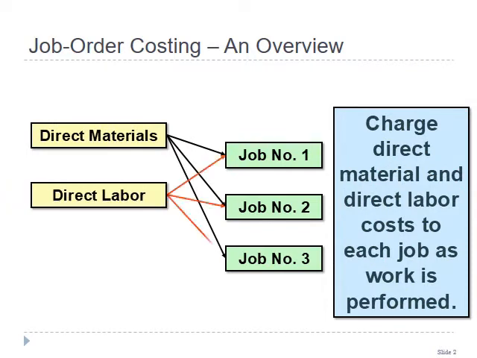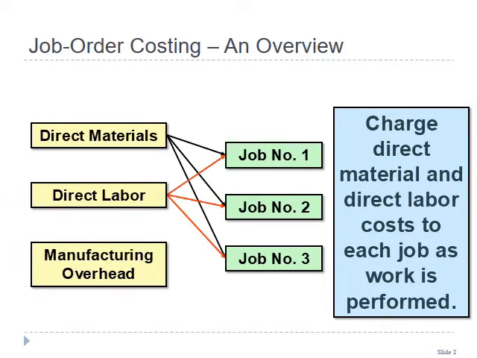In a job order costing system, direct materials and direct labor are traced directly to each job as the work is performed. So if we have job 1, job 2, job 3, direct material can easily be traced out, right? How much material is used for job 1, how much is used for job 2, how much is used for job 3, how much labor is applied on job 1, and how much labor is applied on job 2. It's very easy.